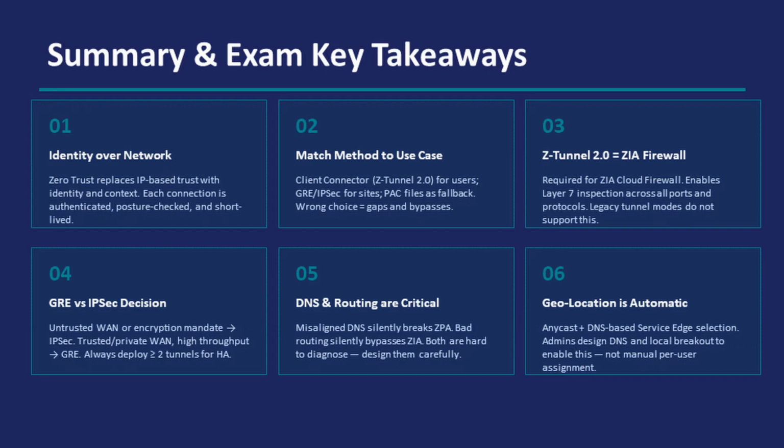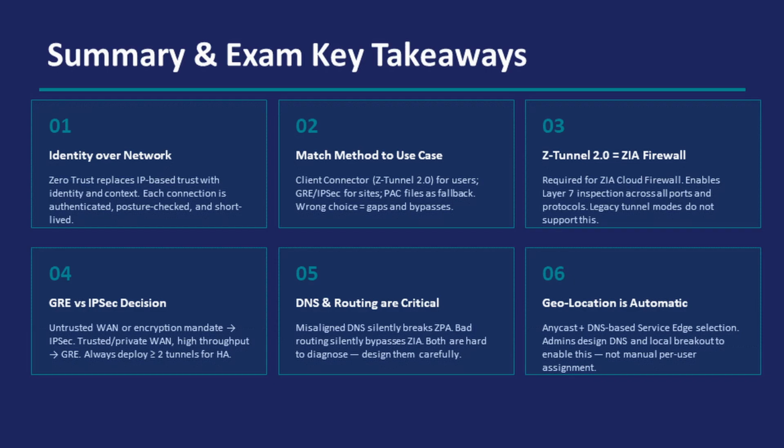We've covered a lot of ground in this module. So let me close with the 6 things that you absolutely need to have internalized before your ZDTA exam and before you go and design or troubleshoot a real Zscaler deployment. The first takeaway is that zero trust means identity over network. Network location no longer determines trust. It doesn't matter if the user is in the office, at home, or on the other side of the world. What matters is who they are, their authenticated identity, and the state of their device, whether it meets your posture requirements. Every Zscaler policy decision starts from that foundation.